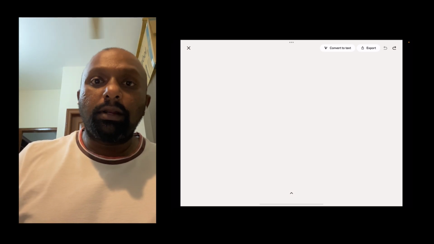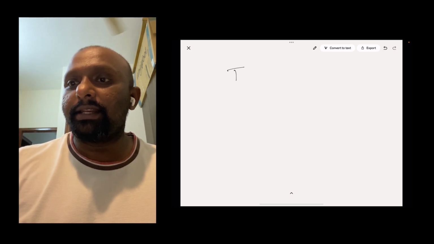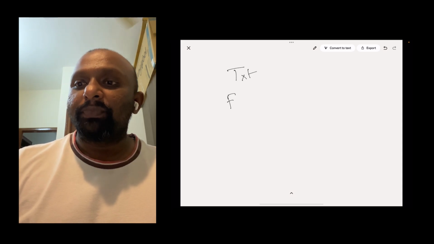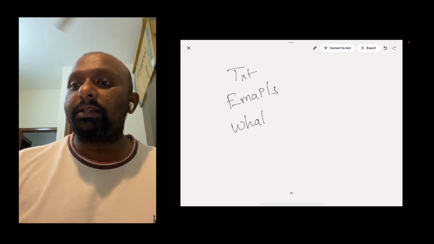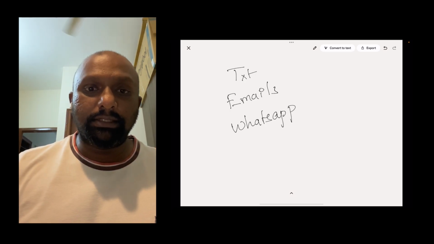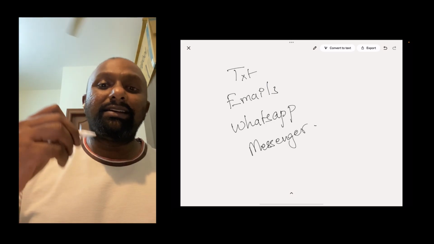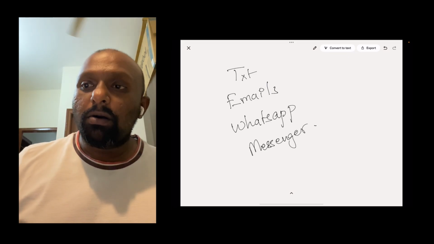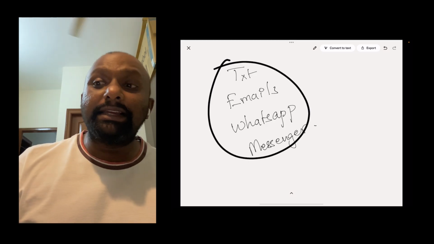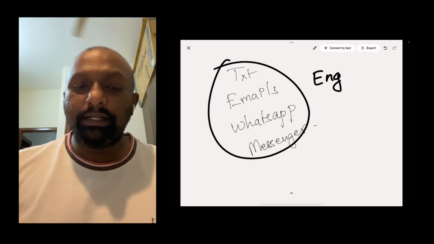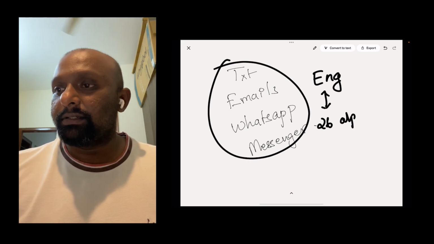So we all are texting each other, we are sending emails to each other, right? We are sending text messages to each other, we are writing emails to each other, we are communicating via WhatsApp to one another, through Messenger. So all this is basically communication, right? All this is basically communication that is happening in the English language, using the 26 alphabets, right?